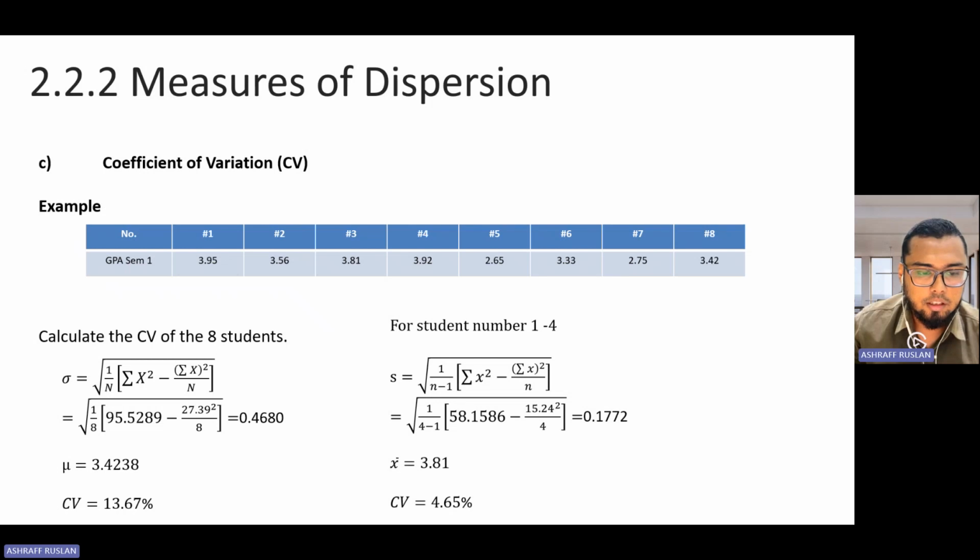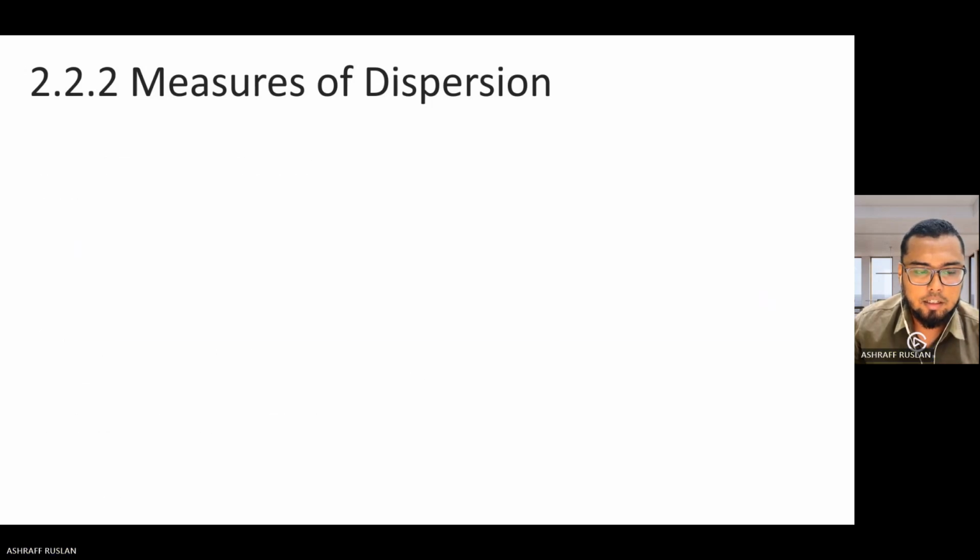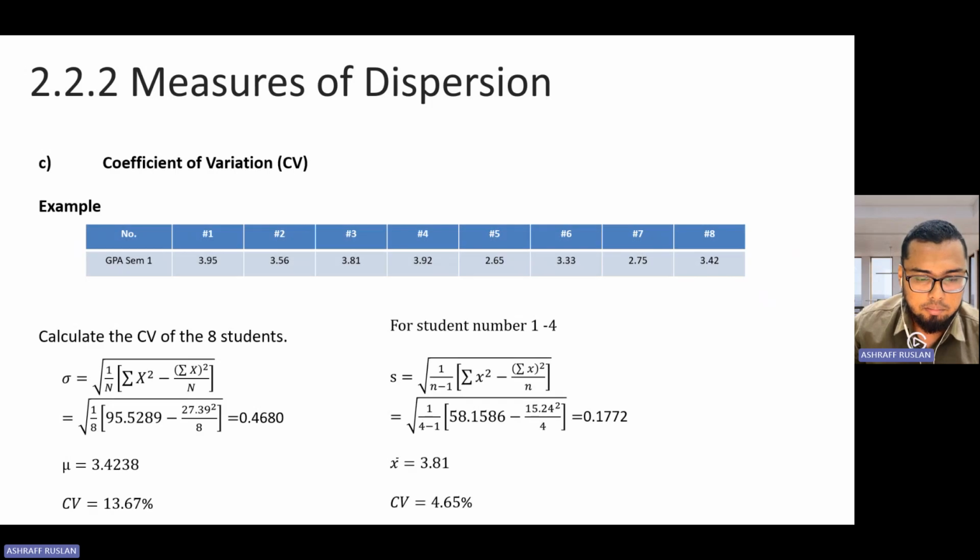So kalau kat sini pula, just now adalah pengiraan. In our next example here, dia dah ambil sampel. Okay, now it only has 8 student. So 8 student tu adalah, calculate the CV for 8 student, memandangkan data set kita ada 8 student. So that 8 student is considered as population.